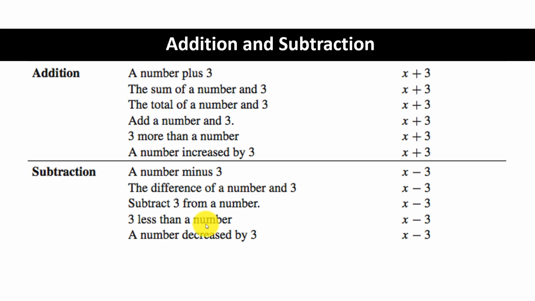3 less than a number? Now you might think this would be 3 minus x, but it's actually x minus 3. Yeah, this one is a little tricky. You won't see this too often in statistics. A number decreased. Decrease means subtraction. Let's look at the other two operations.